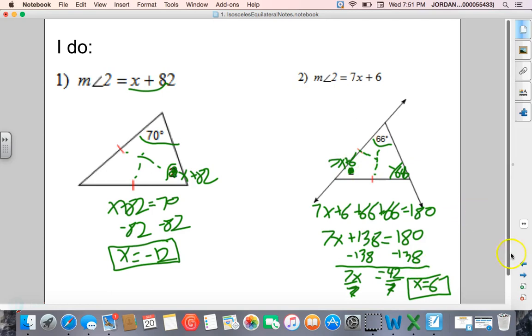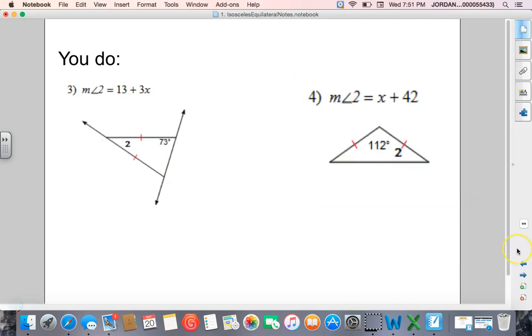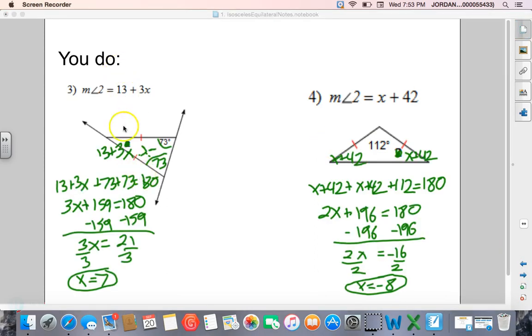Alright, so you guys try these two. I'll go over them and we'll be done. This one, you had to put 13 plus 3x in for this angle. These sides are the same, so the angles opposite are the same, both 73 degrees. So then 73 plus 73 plus 13 plus 3x must equal 180. So add all that up. Those numbers all add up to 159, minus 159, get 21. Then divide by 3, so x is 7.